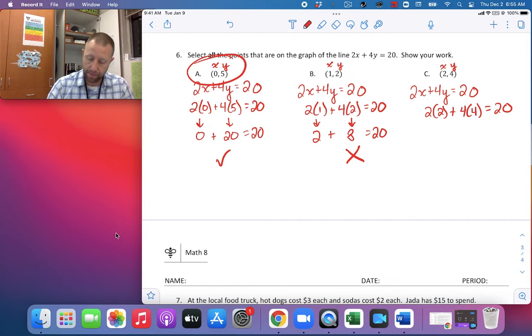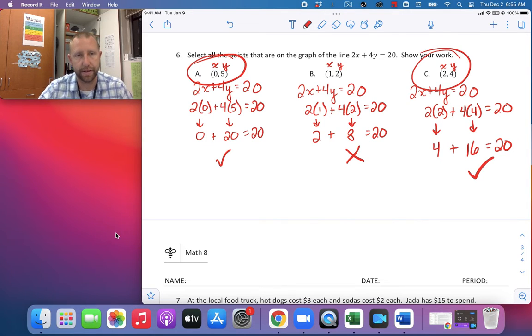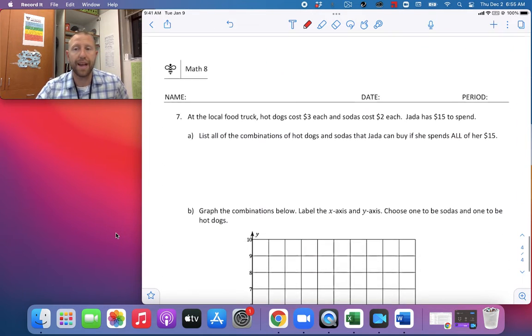And then for the last one, 2 times 2 is 4. 4 times 4 is 16. Is 4 plus 16 equal to 20? Yes, it is. There's my other answer. That's how you show your work. You plug in those values from the ordered pair into the equation to see if it makes the equation true. Last page.